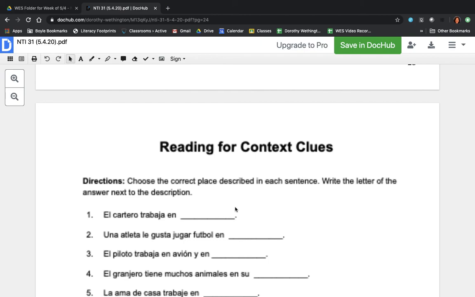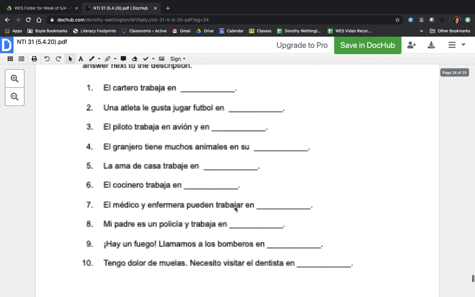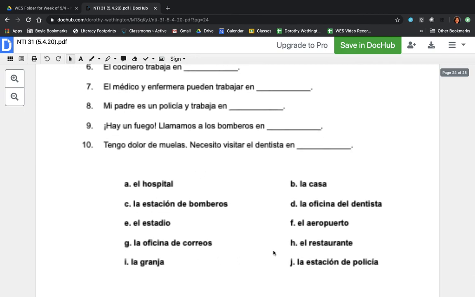Reading for context clues, choose the correct place described in each sentence and write the letter of the answer next to the description. And these are your choices.